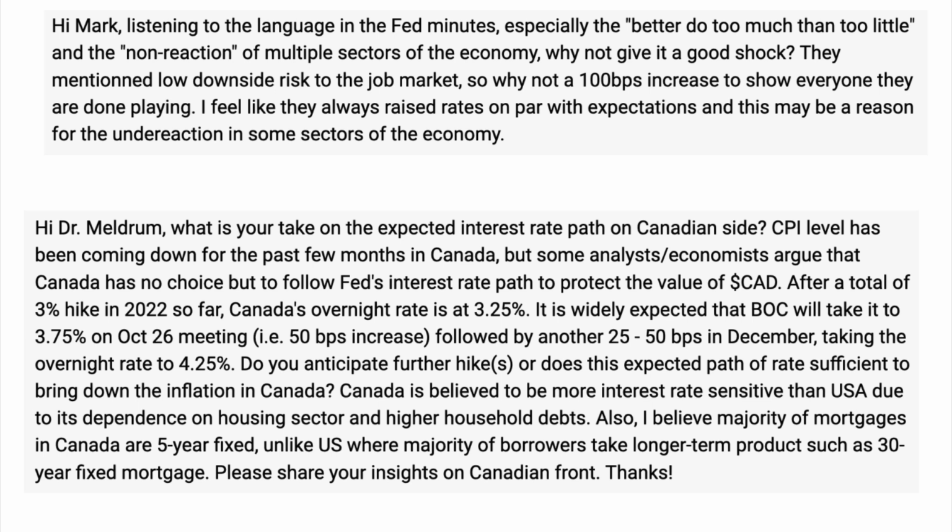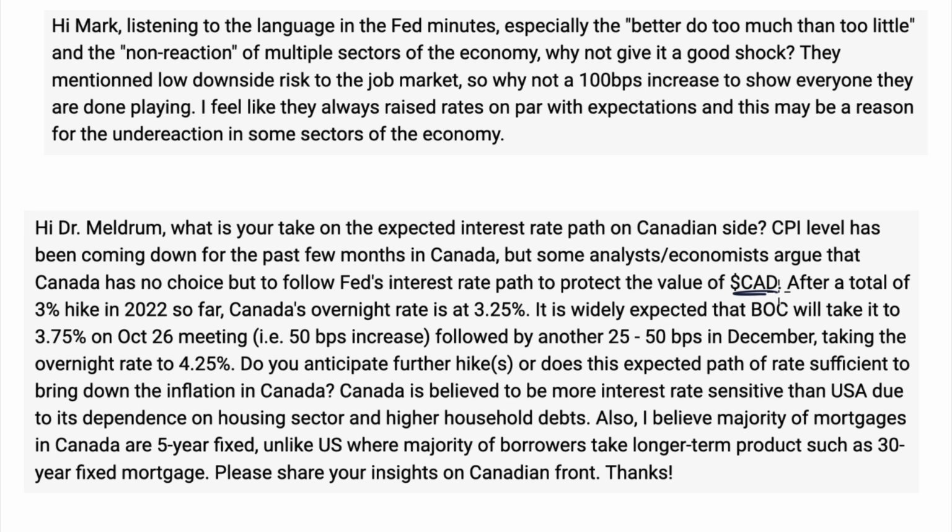What is your take on the expected interest rate path on the Canadian side? The CPI level has been coming down in the past few months in Canada, but some analysts, economists argue that Canada has no choice but to follow the Fed's interest rate path to protect the value of the CAD. That is an issue. If they back off on interest rates because inflation is coming down, it will lower the value of the Canadian against the U.S. dollar steamroller, which does risk importing more inflation.